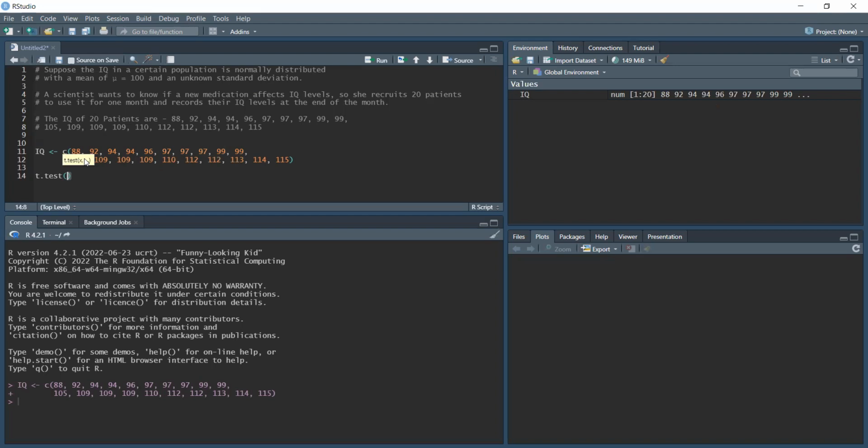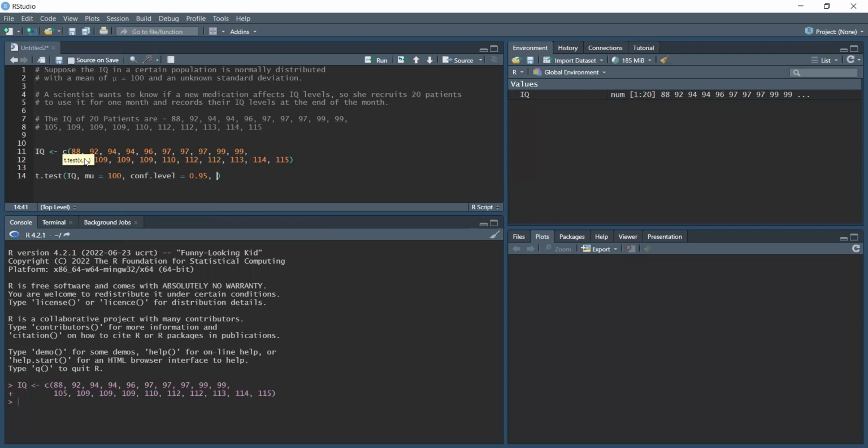For this t-test, we have t.test and the first argument is x, that is the name of the data set, IQ. Now against what are we testing? We are testing against the value of mu, which is equal to 100. And suppose we want to construct a 95% confidence interval. So we can write the confidence level equal to 0.95.